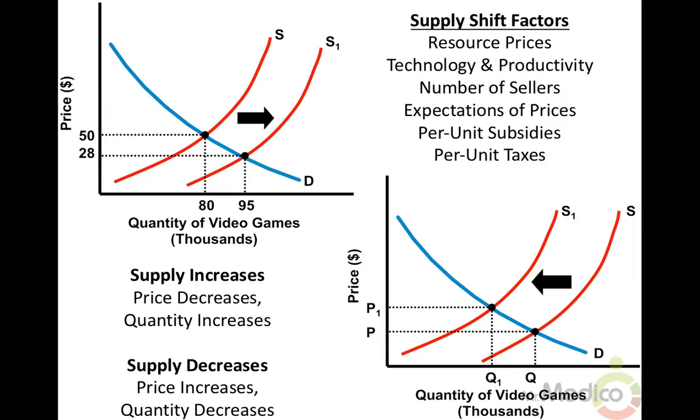Supply, we used ROTTEN, like resource prices, alternative output price changes, technology, number of sellers, expectations of prices, per unit subsidies, and per unit taxes that are geared toward production. So any rightward shift of supply would result in lower prices and higher output levels in a market, and a leftward shift of supply would give us higher prices and lower output.